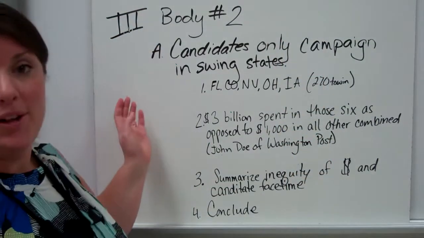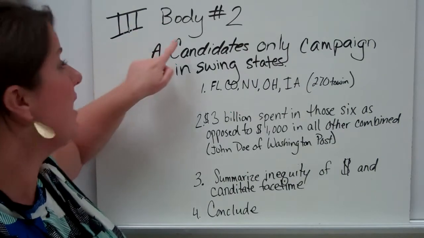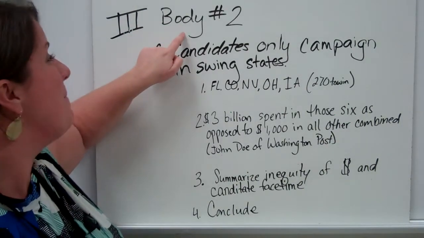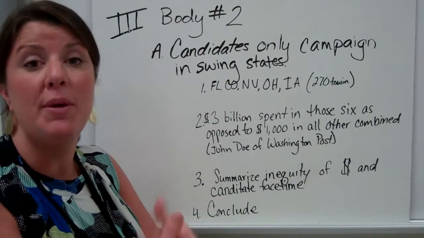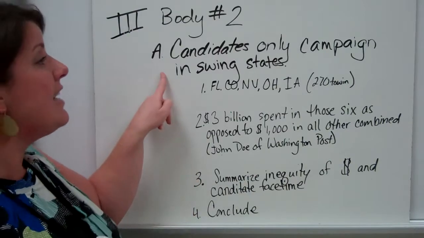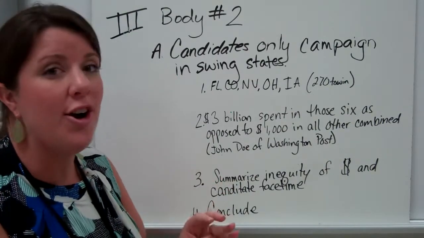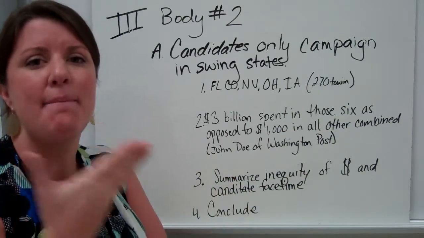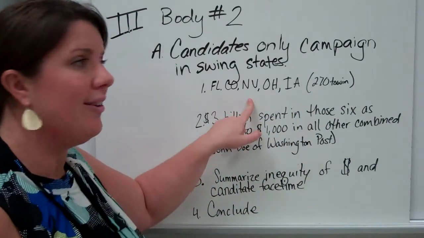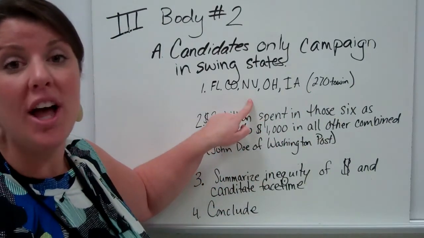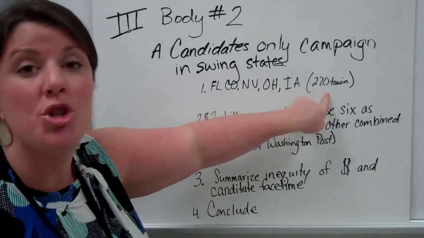So, for example, now we're doing these in outline form too. Roman numeral number 3. This happens to be, pardon me, body paragraph number 2. What's my topic sentence? Well, that's my first argument that I mentioned in my introduction. Candidates only campaign in swing states. Excellent, great argument, but that doesn't mean anything unless I can back it up with facts. Here are my facts. These are the swing states. Well, where did I find that information? In my outline, I want to make sure I know where that information came from. And it came from 270 to win.